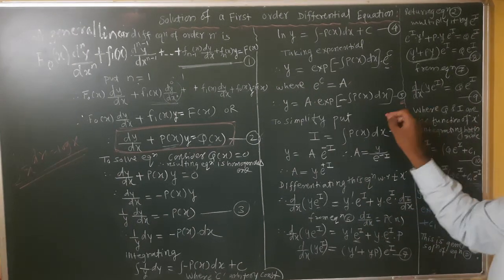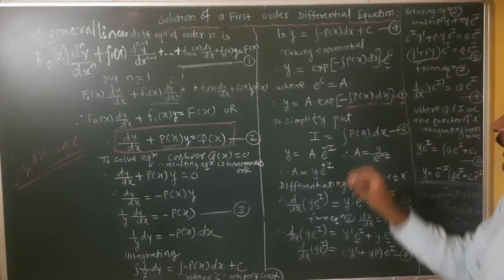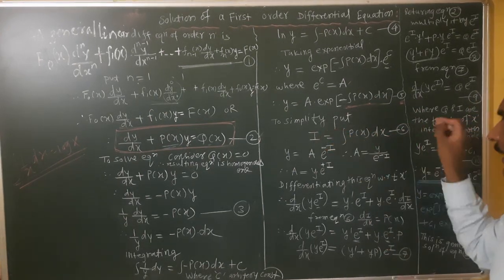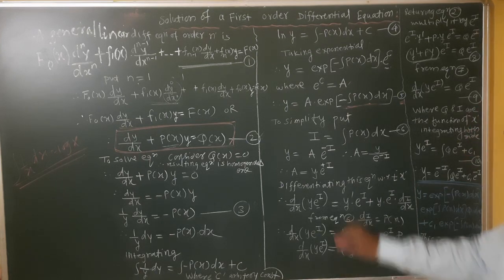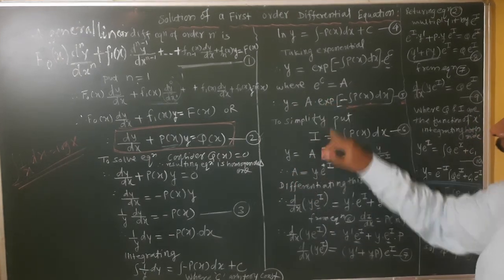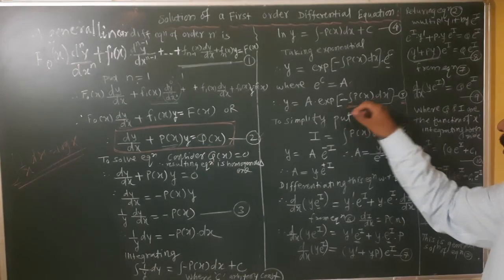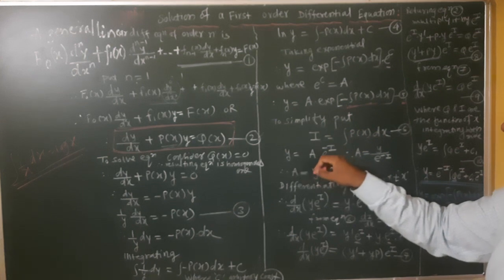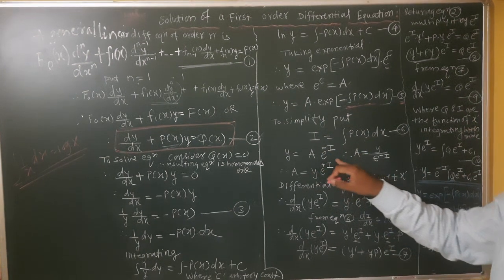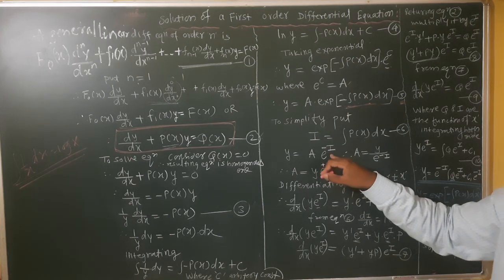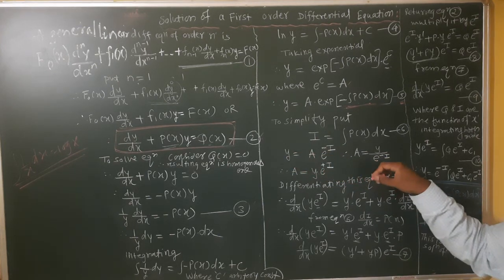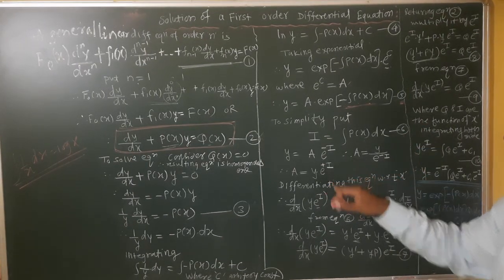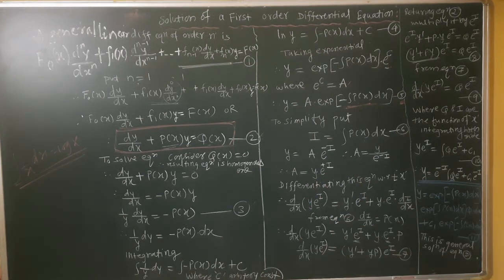Simplify this equation, put this factor, that is integration of p of x into dx is nothing but I, and this is equation number 6. After that we have to consider y is equal to a into e raised to, what we have to substitute, p of x into dx is nothing but I, that is minus sign is there, so a into e raised to minus I. Again we have to find a, which is equal to y upon e raised to minus I, and taking this denominator minus, it becomes plus in the numerator, so a is equal to y into e raised to plus I.